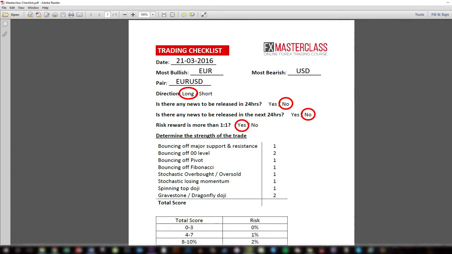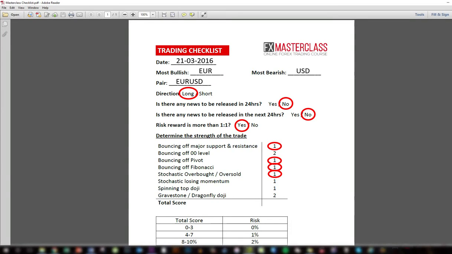Firstly, is price bouncing off a major support or resistance level? A whole number? A pivot point? Or is it bouncing off the Fibonacci? If it is, circle the score next to it. Next, look at the stochastics and determine if it is overbought or oversold. If you are going short, you will need to ensure that it's overbought, and if you're going long on the pair, check to make sure that it's currently oversold.